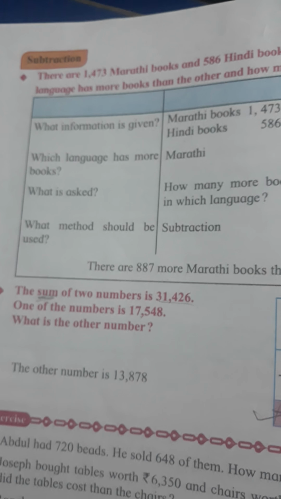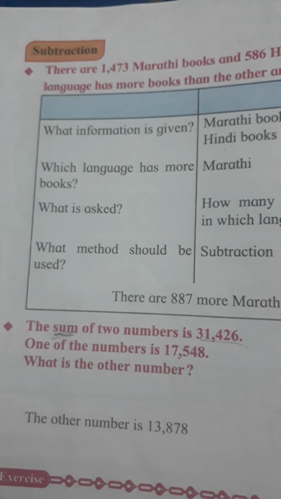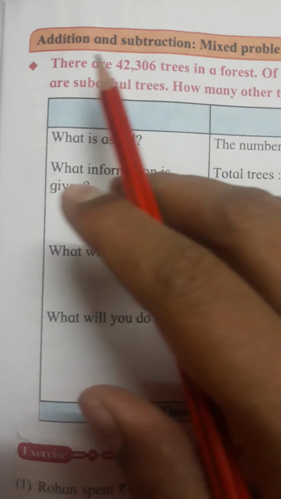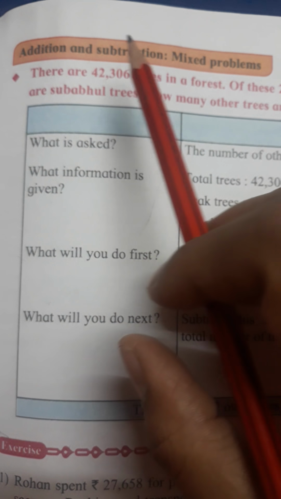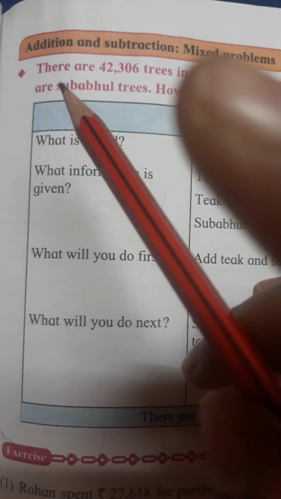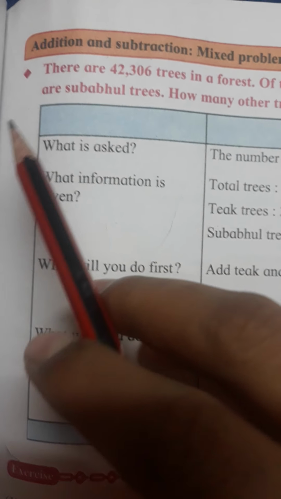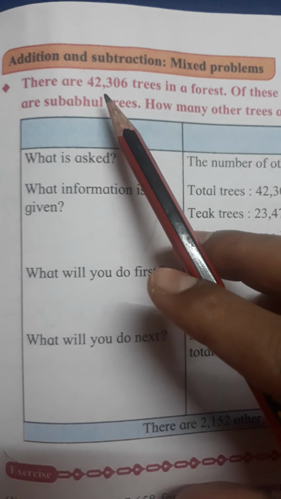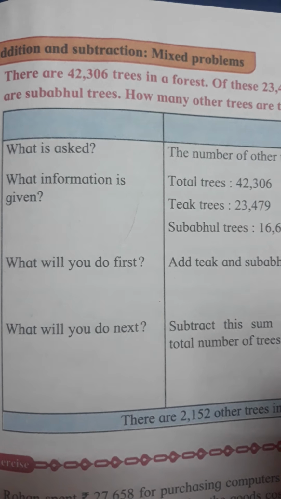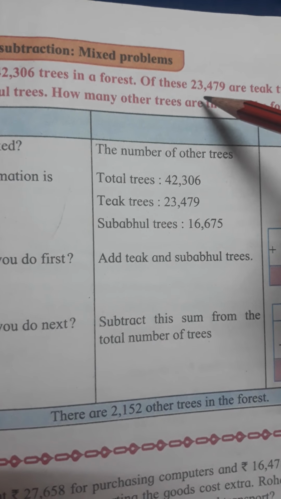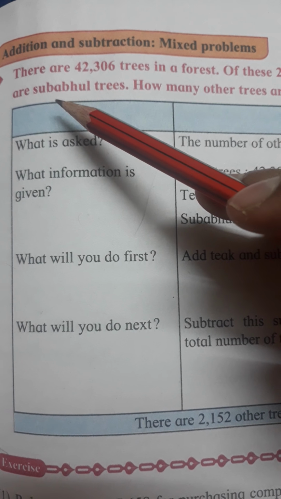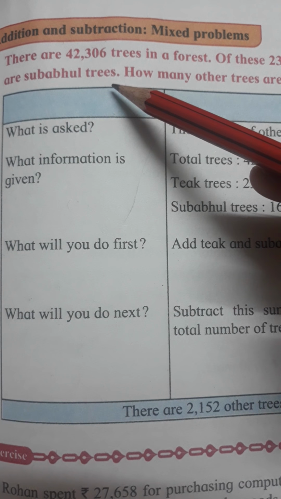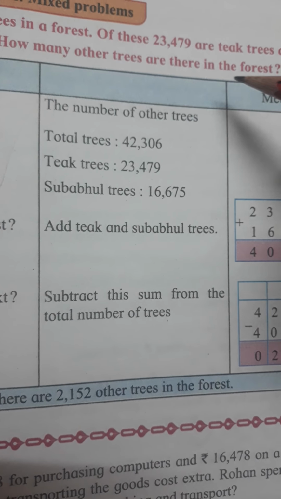Understood, students? Addition and subtraction word problems. Now students, we will learn addition and subtraction mixed problems. It means we will do both addition and subtraction in one word problem, one story. Okay, now look here. There are 42,306 trees in a forest. Of these, 23,479 are teak trees and 16,675 are subbul trees. So how many other trees are there in the forest?